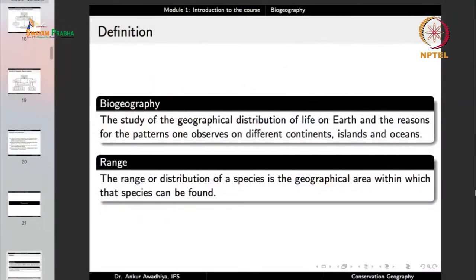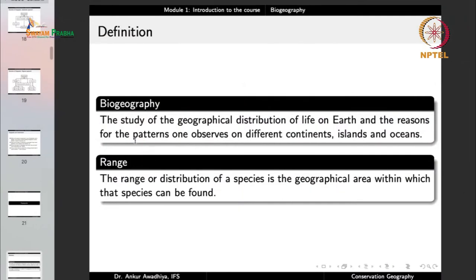So for example, where are tigers found, or where are polar bears found, or where is the giant panda found? And why are they found where they are found? Why do we find tigers in specific locations and not everywhere else? So these are the questions that we ask in biogeography.